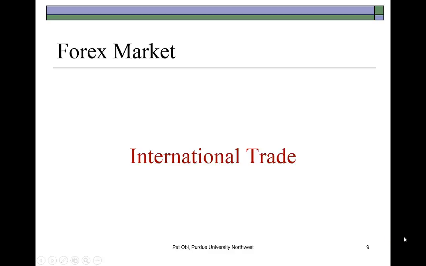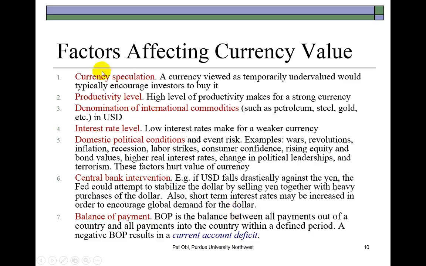This presentation summarizes the key factors affecting the value of a currency in international trade. And these factors are summarized here. They include currency speculation, productivity level, denomination of international commodities, in this case in US dollars, and interest rate levels. The higher the level of interest rates, the greater would be the value of the currency, other factors held constant.